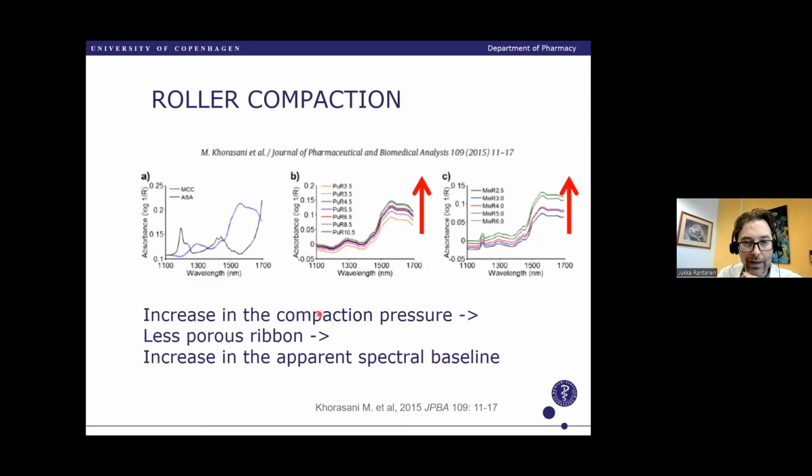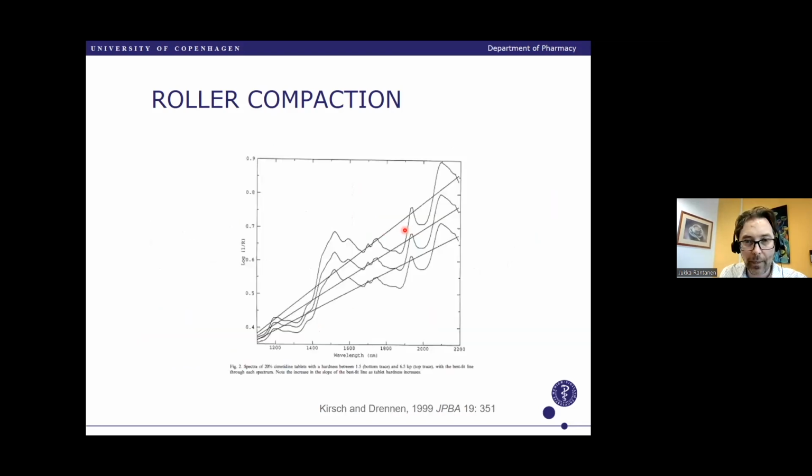So when we increase the compaction pressure, we have a less porous ribbon, and that would affect the spectral baseline. In this case, it was very useful information for measuring the porosity of these samples and building up a control loop for that. And this is a well-known phenomenon. Here is an older paper showing the example of increasing tablet compaction pressure on the spectral baseline of the NIR spectrum. And this is something that you can also consider for controlling a tablet machine.